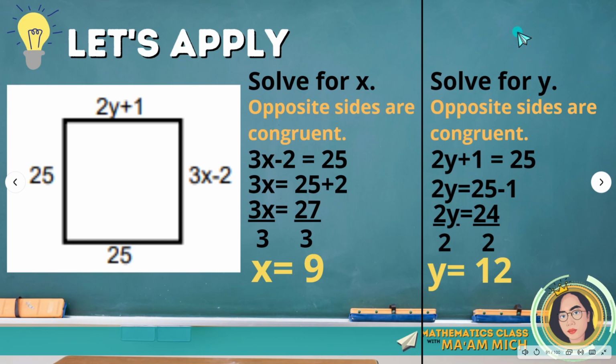Okay, how about solving for y? Again, opposite sides are congruent using this property. We have 2y plus 1 equals 25. 2y equals 25 minus 1. 25 minus 1, we have 24. To get the value of y, divide both sides by 2. We have 2y divided by 2, 24 divided by 2. That will give us y equals 12. Did you get the same answer, learners? Good work.